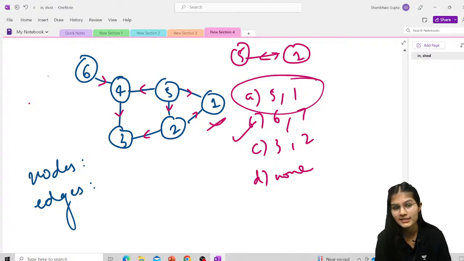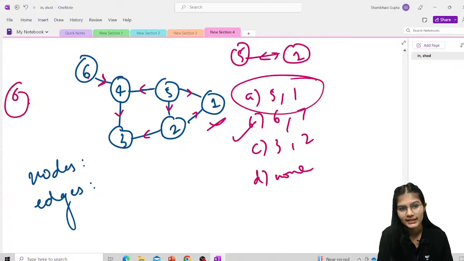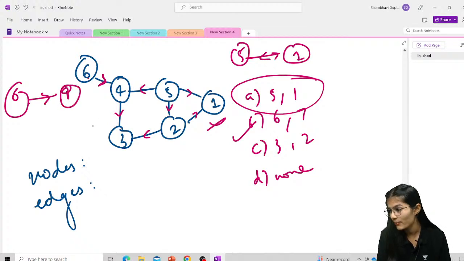The reason is because 6 is referring to 4. 6 is having a branch as 4. Right? So 6 is having a branch which is 4. So it is not an edge. When I am pointing like this, 6 pointed towards 4, it means 6 is referring to 4. So it is a branch.